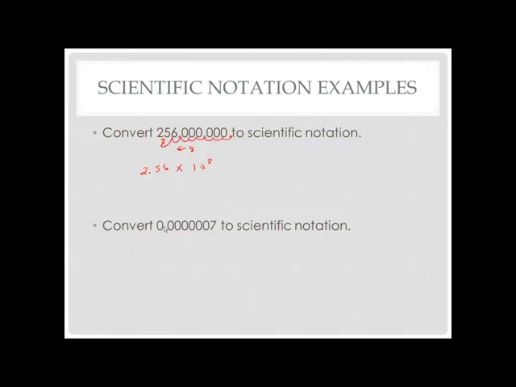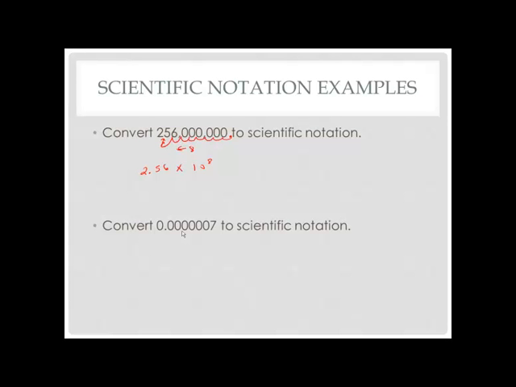So that number is a lot smaller than 1 when I start off with 0 point something. So the first thing I note is that my exponent will be negative because I start off with a number smaller than 1. Now I need to move my decimal until I have one non-zero number, any other number except for 0, to the left side of my decimal.